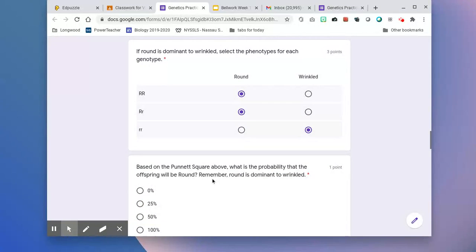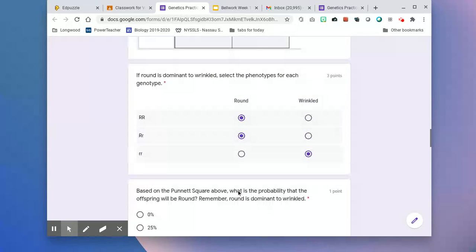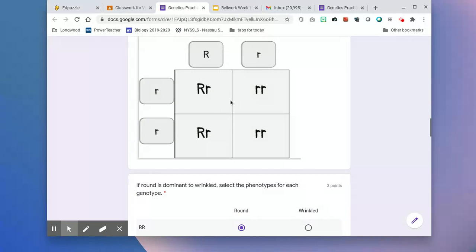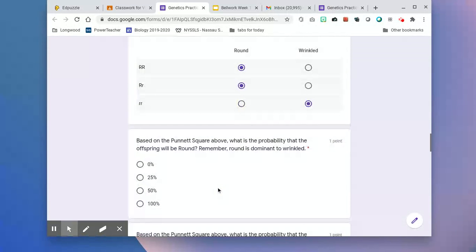Based on the Punnett square, what's the probability the offspring will be round? Let's look back at this Punnett square. So this one's going to be round because it has a capital. This one's going to be wrinkled because it does not have a capital, 2 recessive. This one's going to be round because it has a capital, and this one's going to be wrinkled because it doesn't have any dominant traits or capitals. So it seems to me that 50% of the offspring will be round and 50% of the offspring will be wrinkled. Let's look back and see what we have.